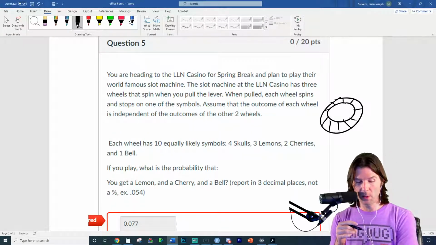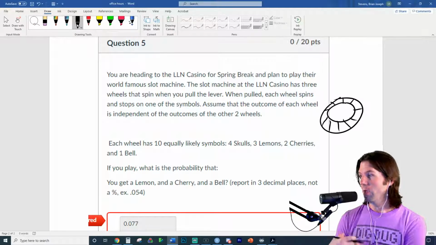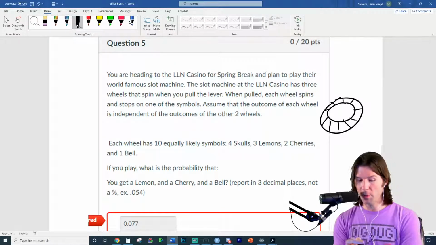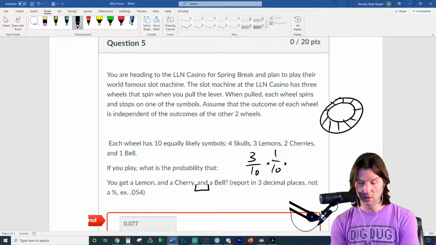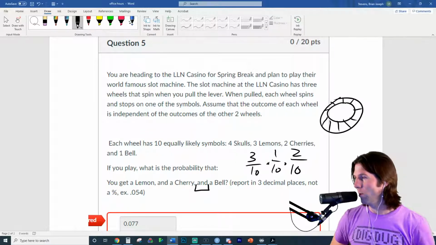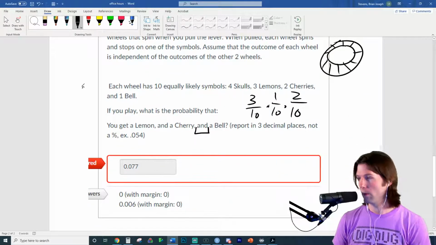So if you play, what is the probability that you get a lemon and a cherry and a bell? I think it wants specifically this order: a lemon and then a cherry and then a bell. So the probability of a lemon is 3 out of 10. The key word here is and. Then a bell is 1 out of 10, and then the cherry is 2 out of 10. When you multiply this out, it should be 6 over 1,000. So 0.006.